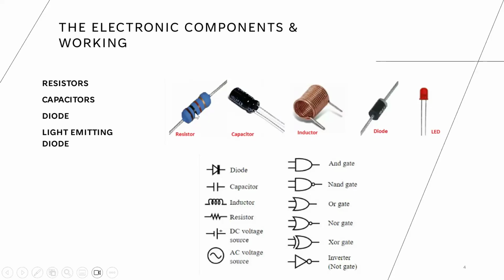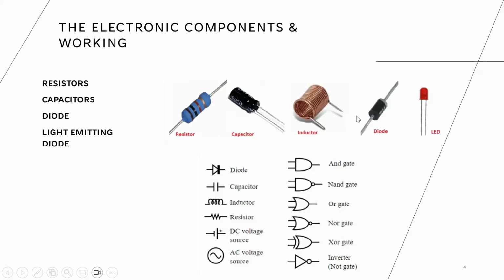Okay, so this is called a resistor, this is called a capacitor, and then this is an inductor, a diode, and then an LED. LED everyone knows. So LED is nothing but light emitting diode. Okay, this is also a diode. Now what are these? We will learn in the next slide.